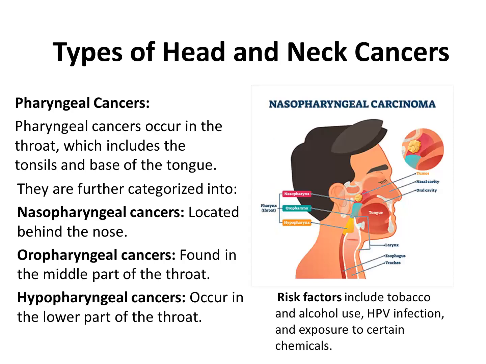Regarding the pharyngeal cancers, this is the second one. Pharyngeal cancers occur in the throat. It's just adjacent to the oral cavity, and which includes tonsils and base of the tongue. They are further categorized into nasopharyngeal cancers located behind the nose, oropharyngeal cancers found in the middle part of the throat, and hypopharyngeal cancers occur in the lower part of the throat.